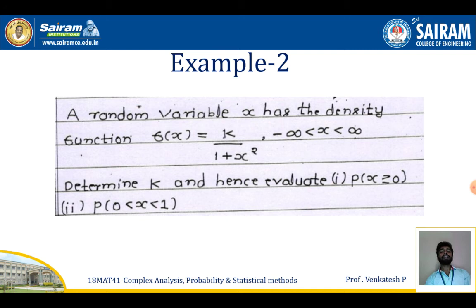One more example on continuous random variables. A random variable x has the density function f of x equal to k divided by 1 plus x square, where x ranges from minus infinity to plus infinity. From this condition we have to determine k, and also evaluate P of X greater than or equal to 0 and P of 0 less than X less than 1. First we will see how to find the value of k.